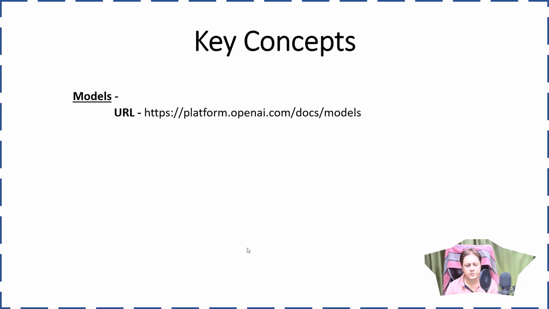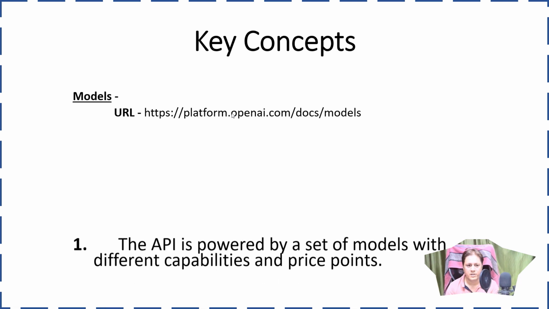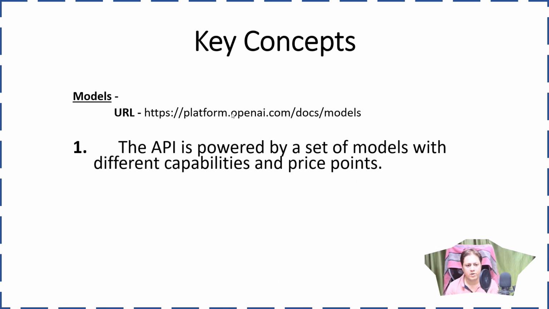Models is another key concept which you must know. As I told you, there are so many models. You can go through this URL and see the different models over there. Related to models, I want to give some description: the API is powered by a set of models with different capabilities and price points. Every model charges differently. Every model has more or less capabilities. They have some limitations regarding tokens, and different limits related to requests per minute. At this moment, they have 64 different models actually.